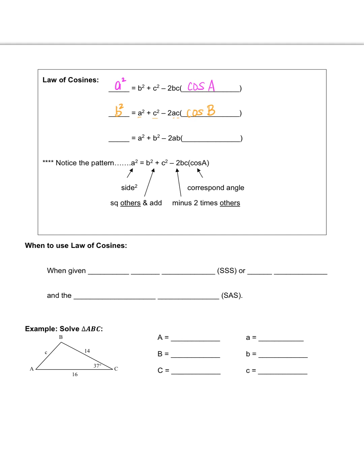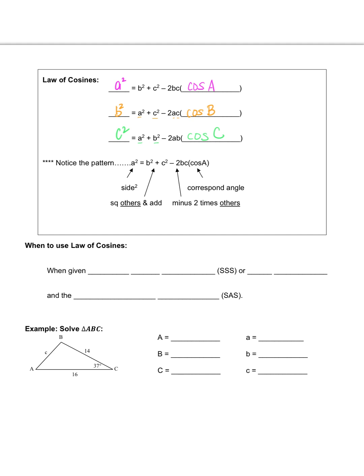And the last one we have here is c squared. So I'm looking at all the sides that I'm trying to find. So we get a squared plus b squared minus 2ab times the cosine of C. Now there is a pattern, so hopefully you see the pattern as you go, okay?